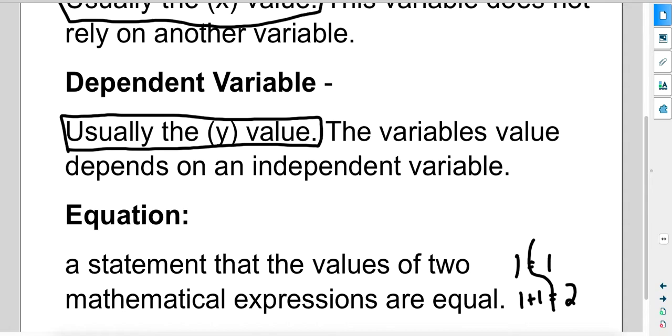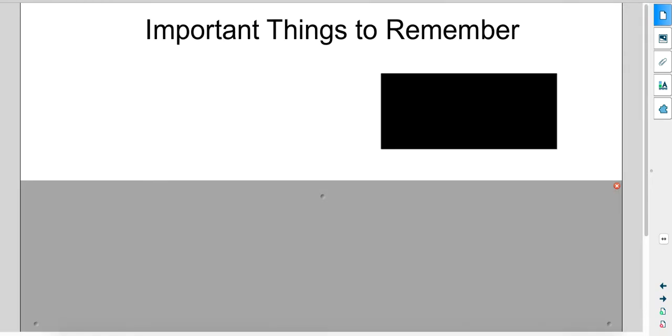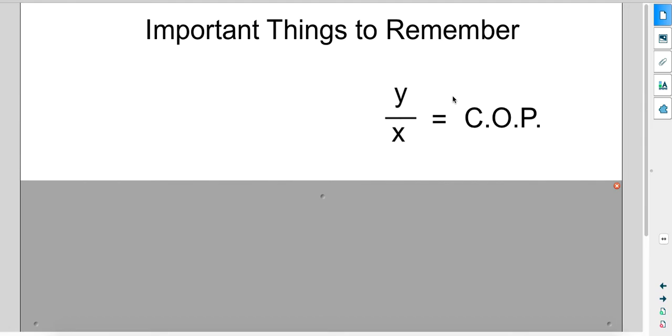Now let's actually go into some important information you'll need in order to find COP. Now the first thing you'll need to remember is that in order to find COP, you'll need to know the equation y over x. But what this really means is that your dependent variable will be divided by your independent variable.